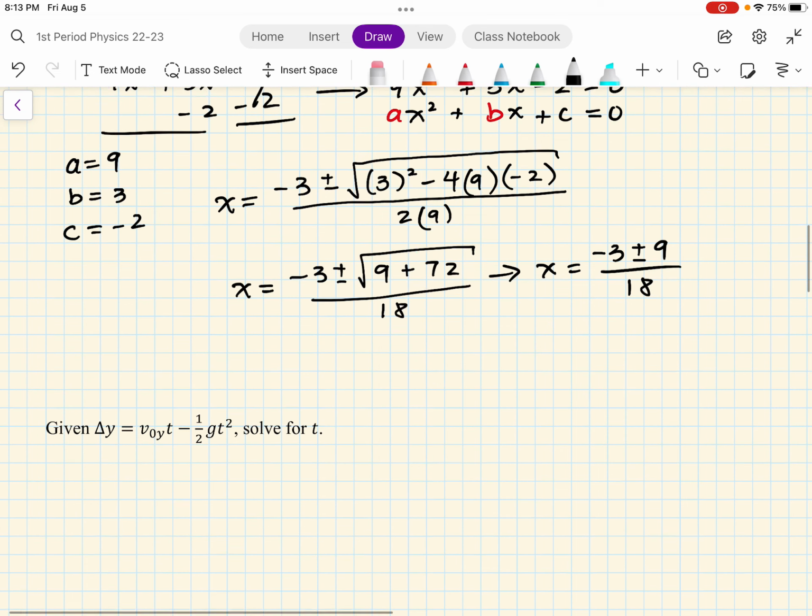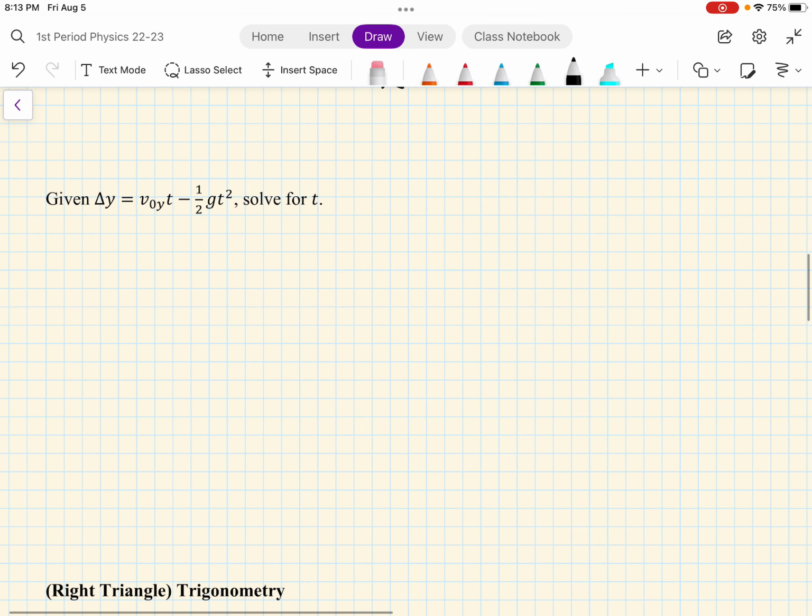Now, let's take a look at this one. Given, this letter is called delta, right? This is Greek letter delta. It reads, given delta y is equal to v naught y, remember the naught again, this one over here, the naught, initial, v naught y times t minus 1/2 gt squared, solve for t.